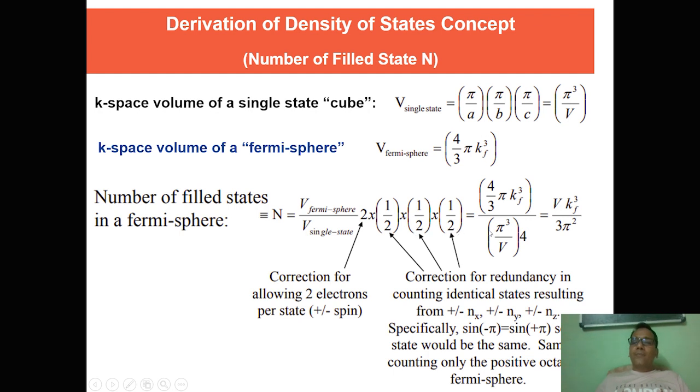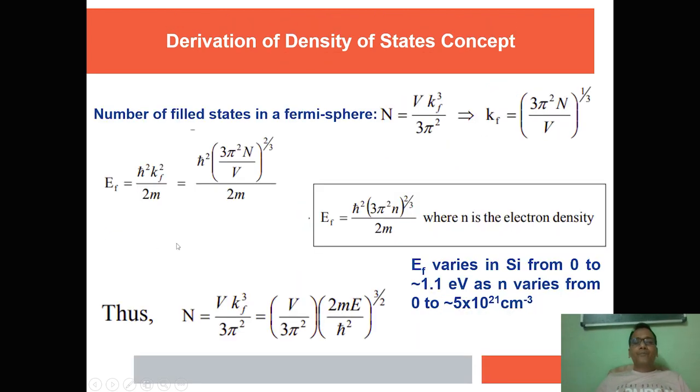So the final calculation, this 1 and 2 can be cancelled, and this is that 4. So 4π/3 π k_F³ upon π³/V. So we will have this now. So 4 can be cancelled here. So V k_F³ by 3π². This is the value of N, which is the number of filled states in this Fermi sphere.